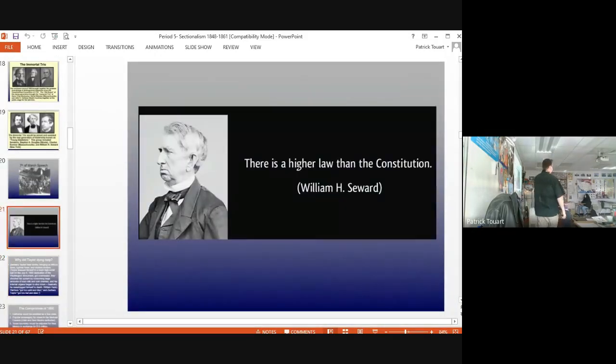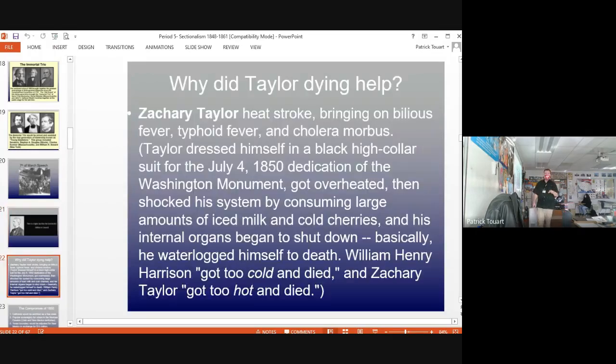Because here's the deal. The bill is going to have to get past Zachary Taylor, who seems like he would support it, right? Well, it turns out Zachary Taylor is influenced by this speech, and by this guy, Seward. Higher law Seward, they call him. He'll later be Secretary of State Seward under President Lincoln, FYI.